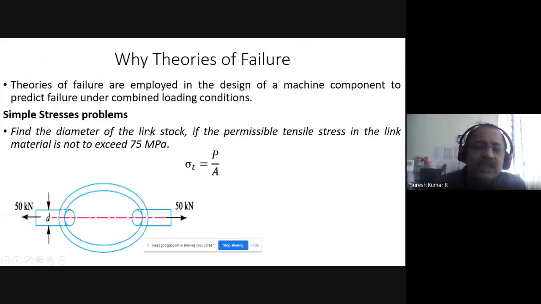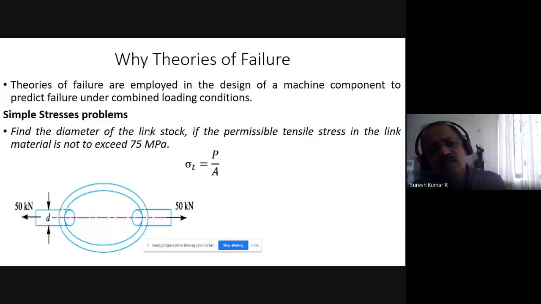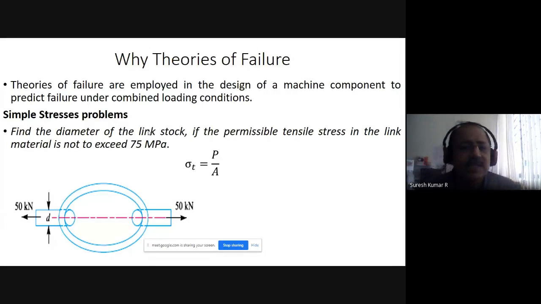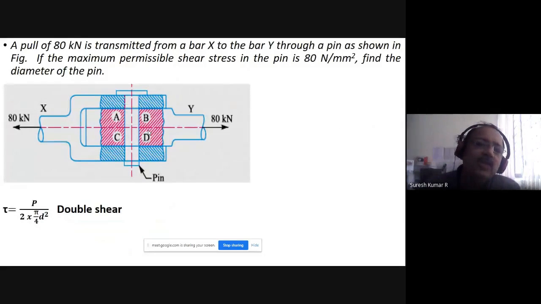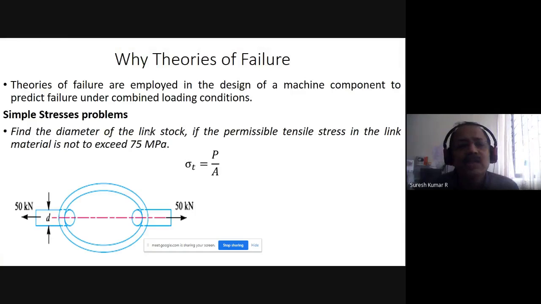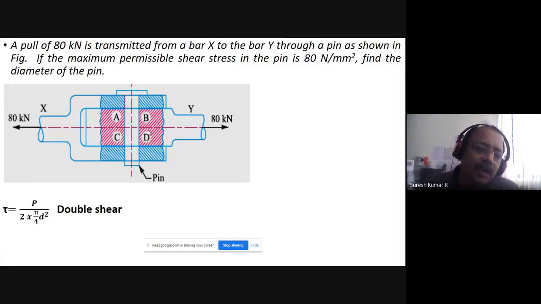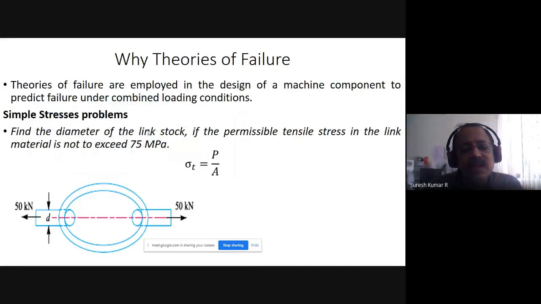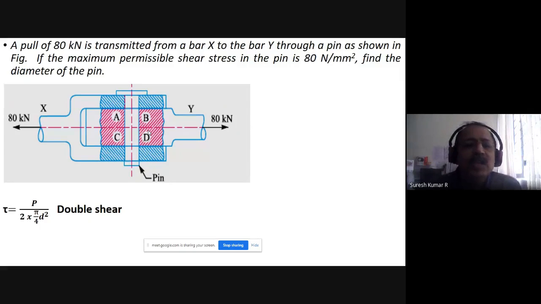So in both these cases, because I know the material property, one is tensile, the other one is shear. When there is tensile stress, there is only tensile stress, there is no shear. Where there is shear, there is only shear, there is no tensile. So the failure criteria is clearly known. This fails by tension, this fails by shearing. So in this case, I have to keep the material safe under tension. Here I have to keep the material safe under shear. This is very clear because only one type of stress is acting there.